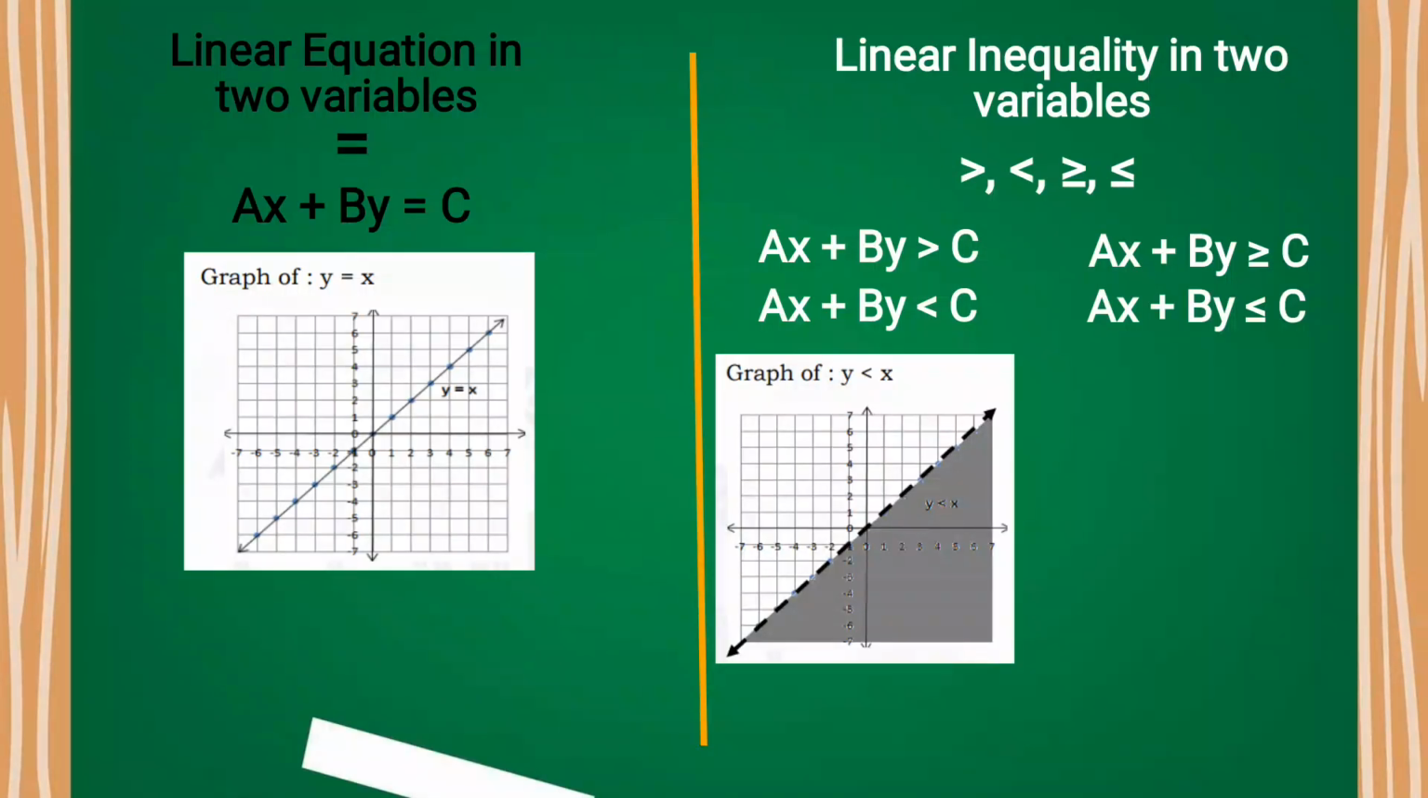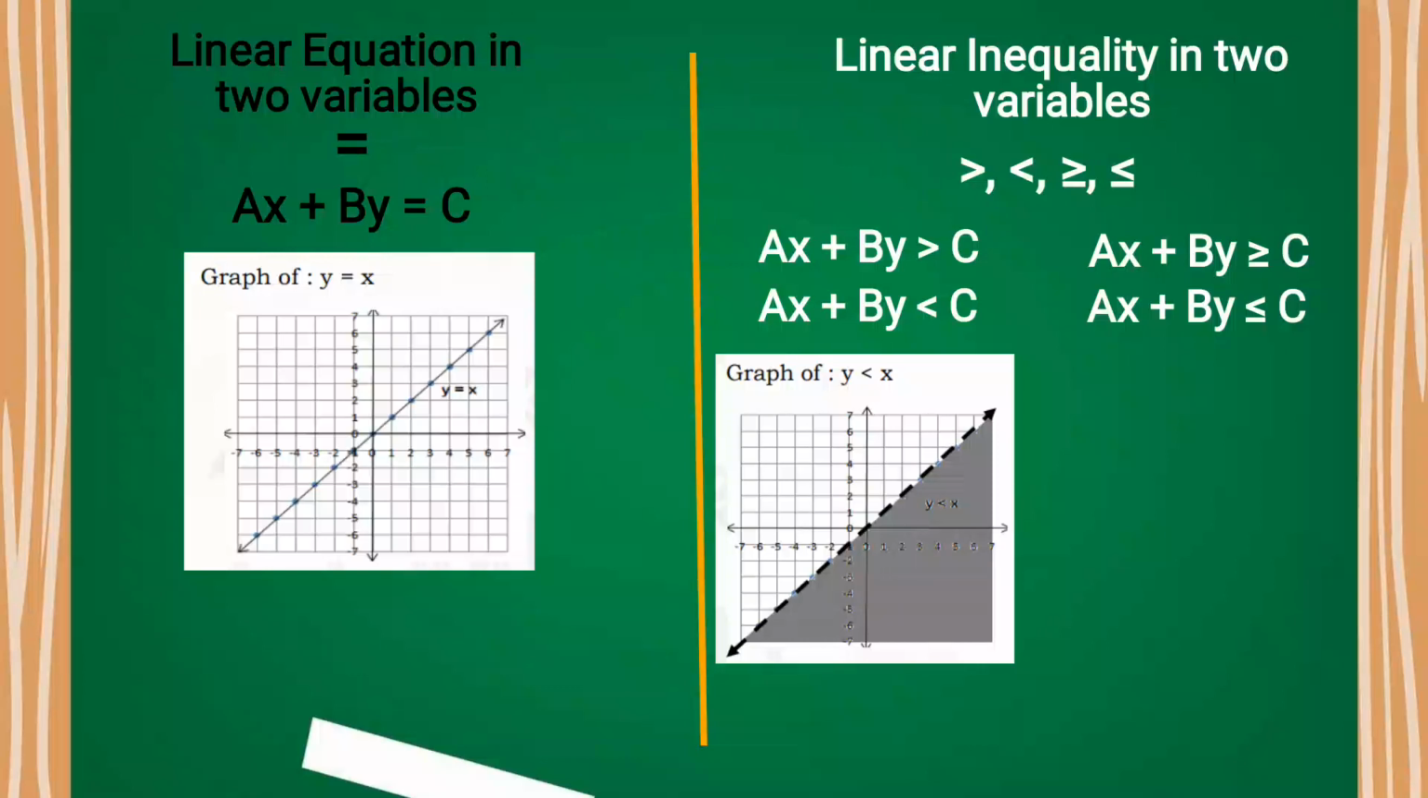May dalawang klase po ng graph. Una, yung broken line. Again po, broken to. Hiwa-hiwalay po yung line natin. Example po, graph of y is less than x. Kung makikita natin, broken line na siya. And then, sa Cartesian plane natin, meron tayong shaded region, yung dark color natin, shade natin. Ganyan daw po yung graph ng ating inequality.